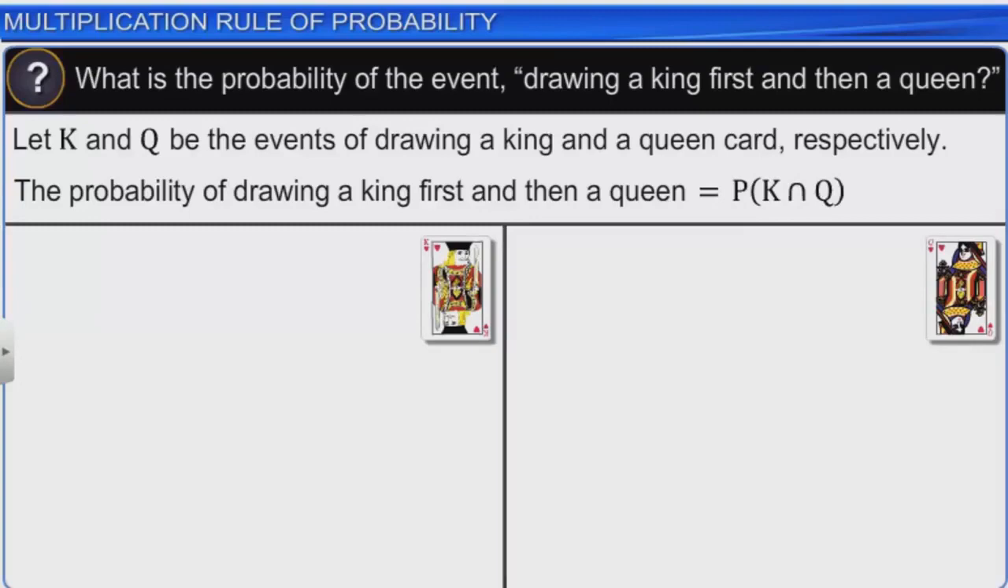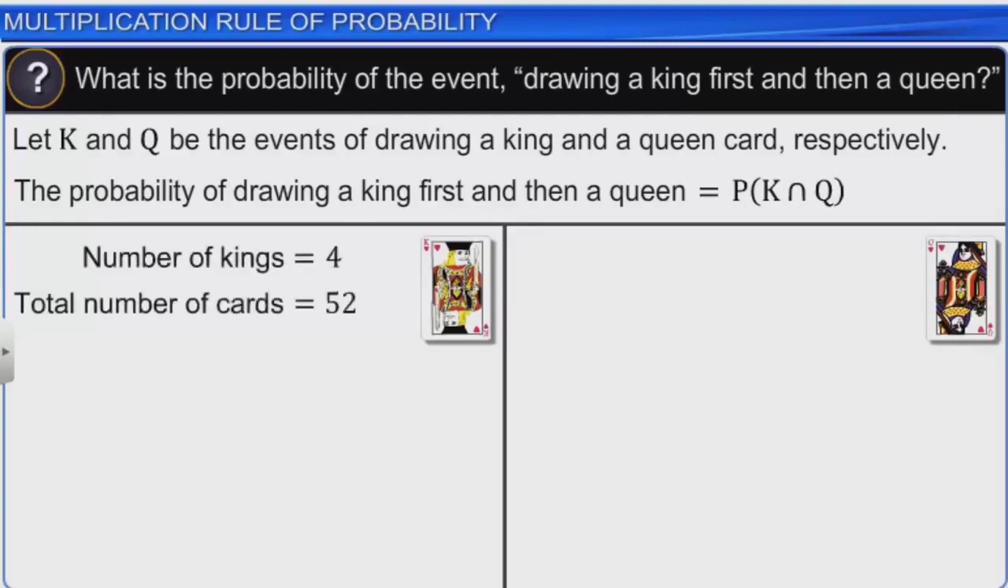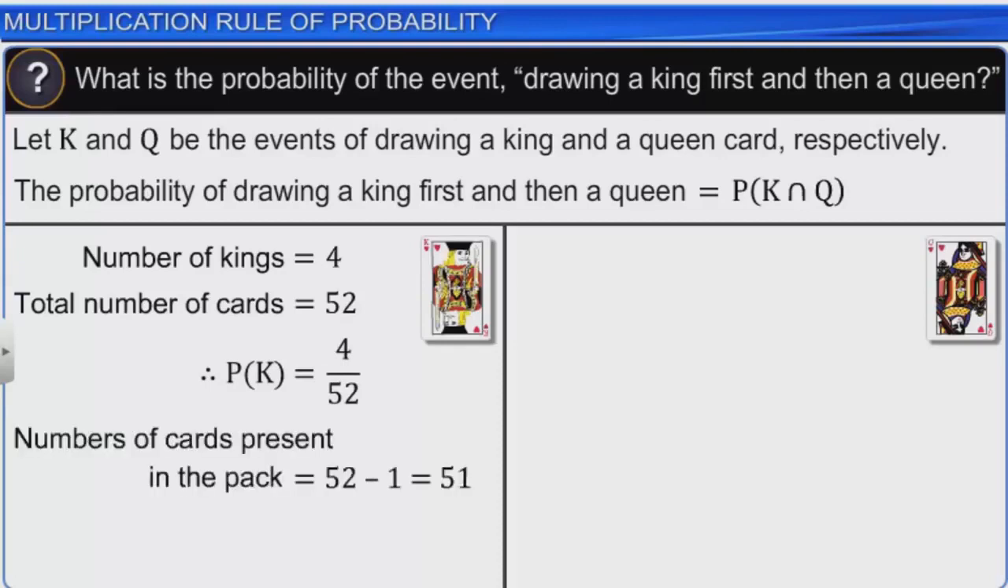Now, there are 4 king cards in a pack of 52 cards. So, the probability of drawing a king card is 4 divided by 52. The card drawn is not replaced. This implies that the number of cards available for the second draw is 51.